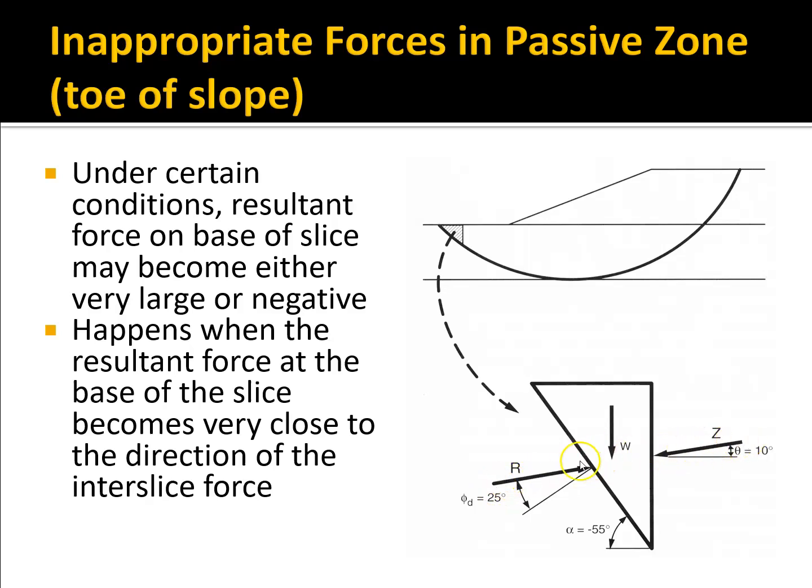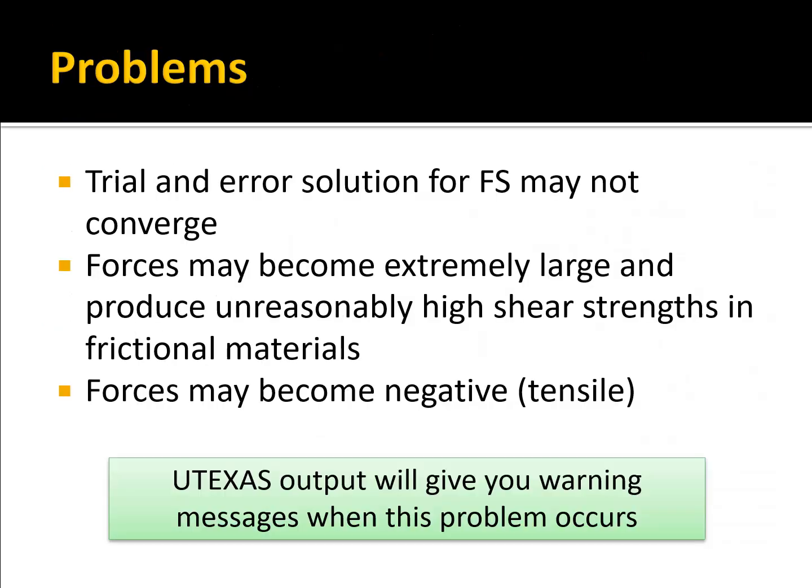So if these things are perfectly parallel, then it causes kind of a discontinuity that can make that force get really large or very small. Now that is a problem because the trial and error solution for the factor of safety may not converge.